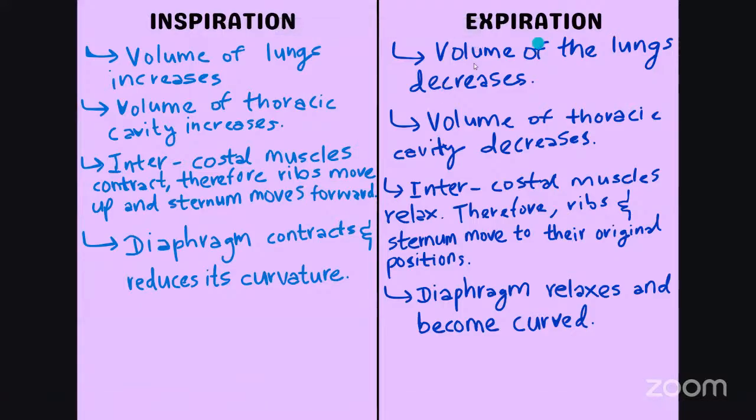Okay, during expiration, the volume of the lung is going to be decreasing. Then the volume of the thoracic cavity will decrease. The intercostal muscles are going to be relaxing. Then the sternum and ribs come back to the original position. So when you inspire, the rib is moving up, sternum forward. When you're expiring, they come back to the original position. And then the diaphragm relaxes and becomes more curved, what I drew. Okay. Any doubts?